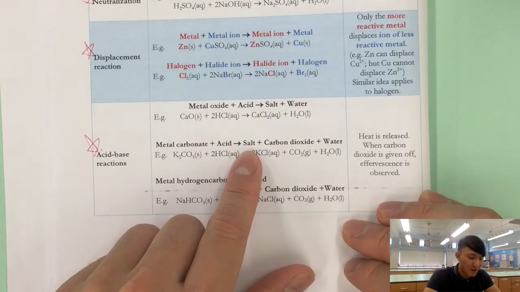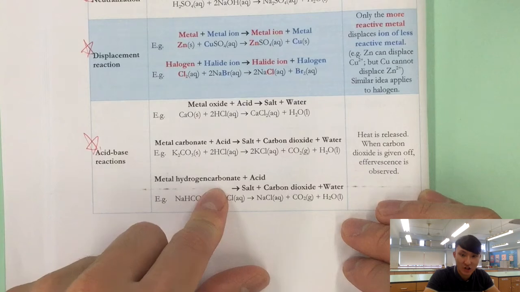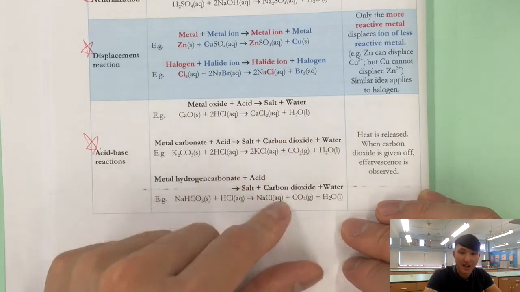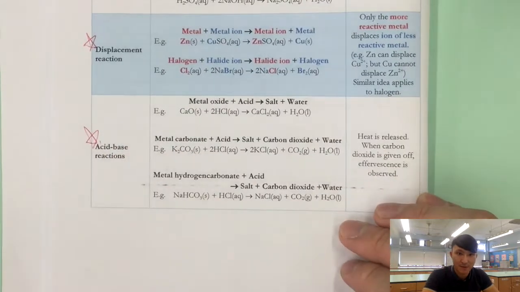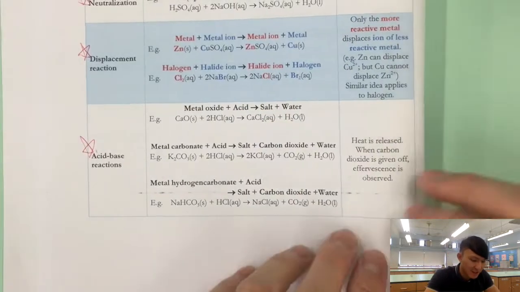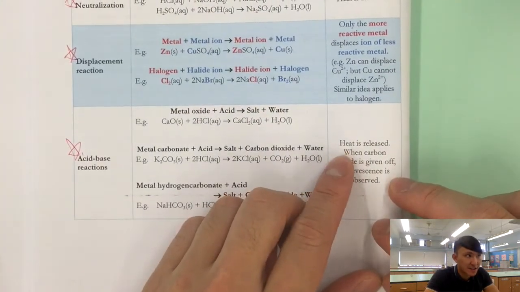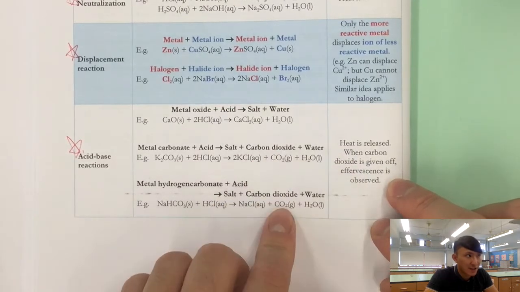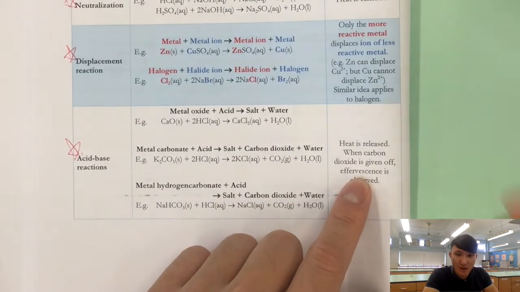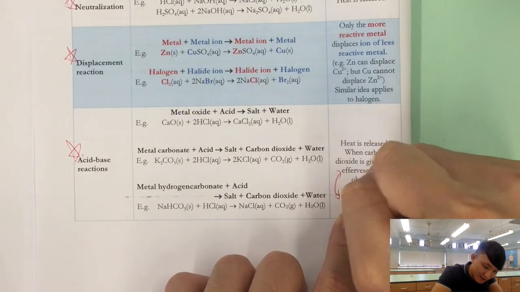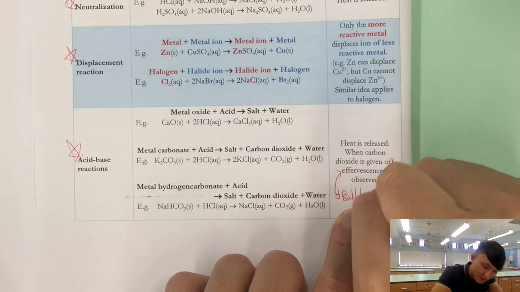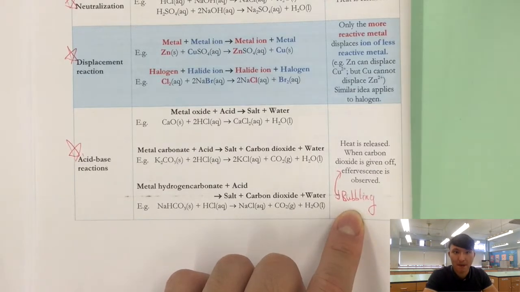Okay? And with carbonate and hydrogen carbonate, they will give you carbon dioxide. And they will also give you water most of the time. And this reaction will give out heat. And when you have carbon dioxide given off, you will see effervescence. Effervescence basically means bubbling. Okay? Next page.